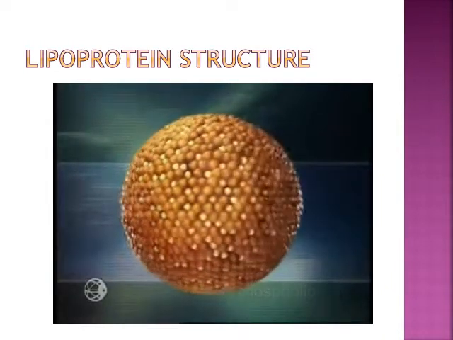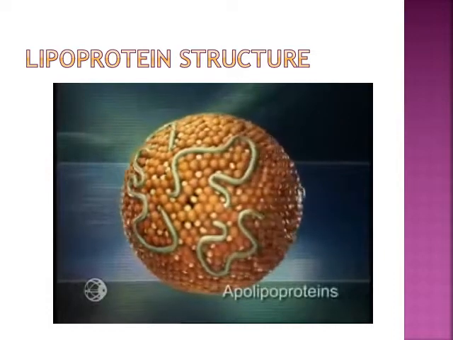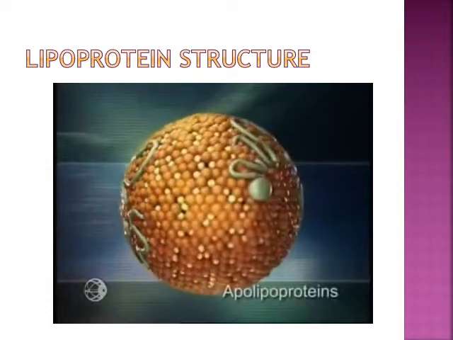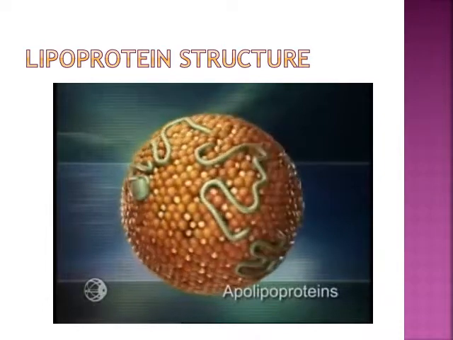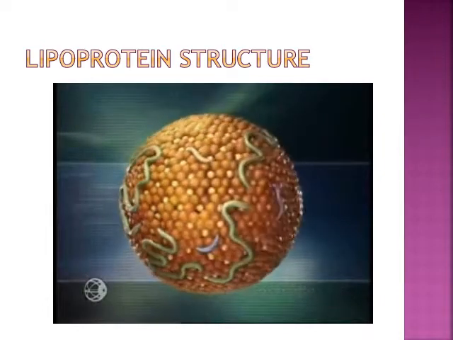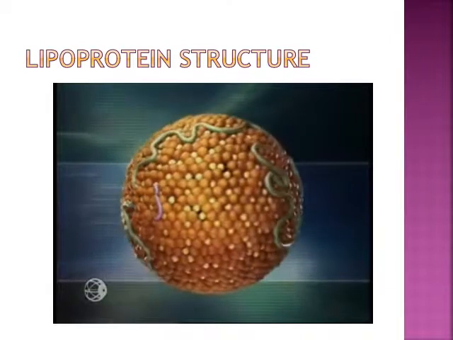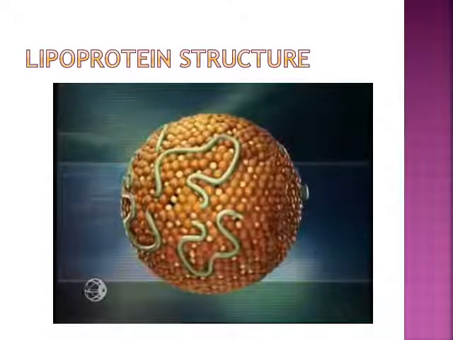This circular structure also contains proteins named apolipoproteins, and there are different types of proteins that take part in the structure of a lipoprotein. You can see that some of the proteins are very large, and they surround the whole structure of the lipoprotein, but some proteins are smaller and they just attach to a very local part of the lipoprotein.